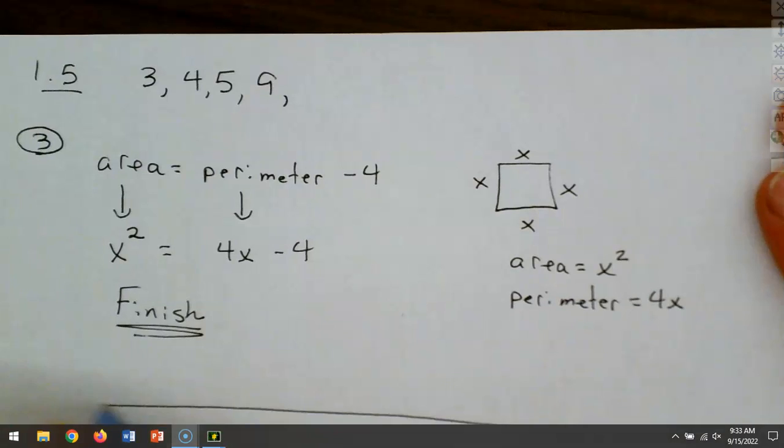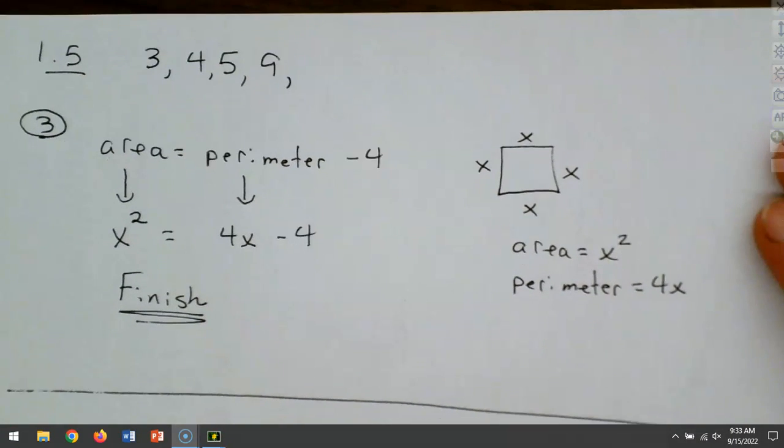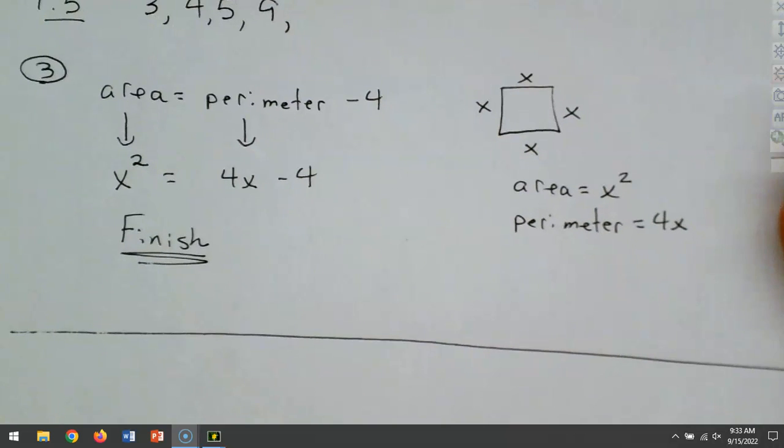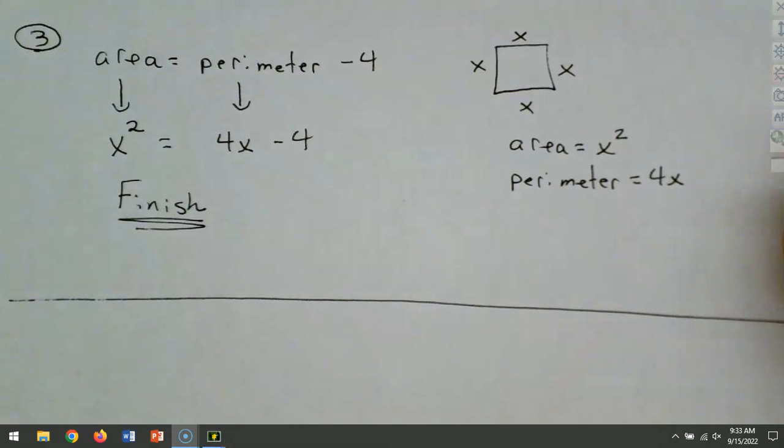Now, you're going to have to set it to 0 and solve it. When you set it to 0 and solve it, you're more than likely going to get 2 solutions. And you need to make sure that the solution that you get is correct. There's only one that will usually work on these. We want to get rid of the negatives, right? If we have a negative answer, it doesn't work because a length or a width cannot be negative. So you'll solve it out, you'll probably get 2 solutions, and you'll want to keep the positive one.